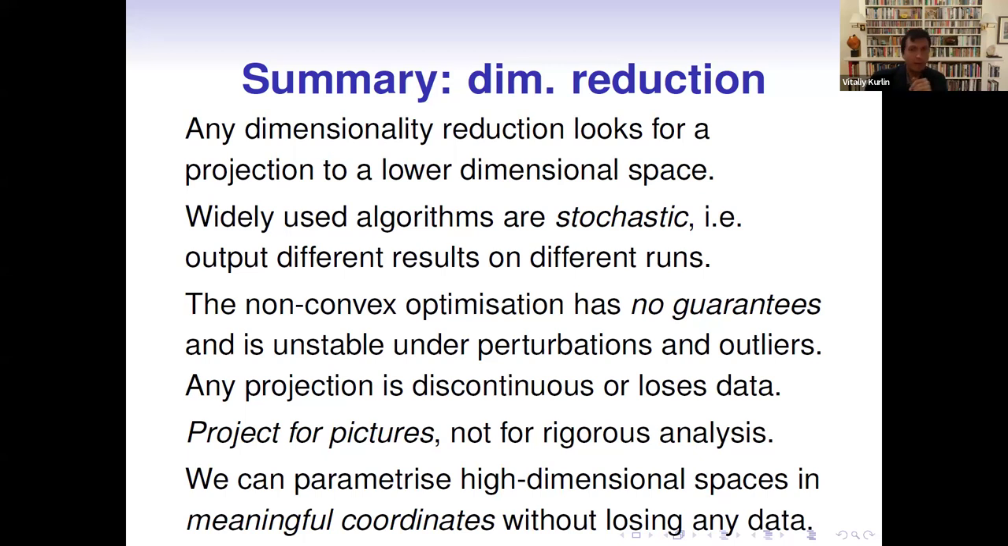Many popular algorithms have a stochastic nature, meaning that they can output different results on different machines, in different runs. Also importantly, many of these dimensionality reduction algorithms use so-called non-convex optimization, which means that there are no theoretical guarantees that the optimization finds a global minimum. It usually finds an approximation to some local minimum, and we cannot be sure whether this local minimum is global, or whether it is a shallow minimum or a deep one.